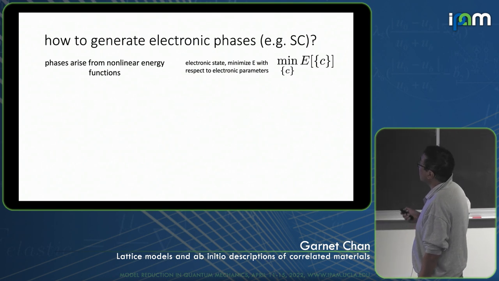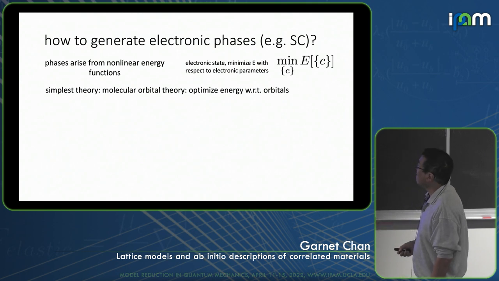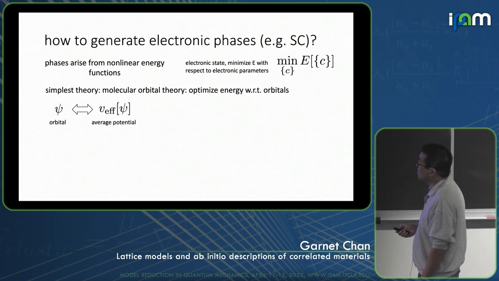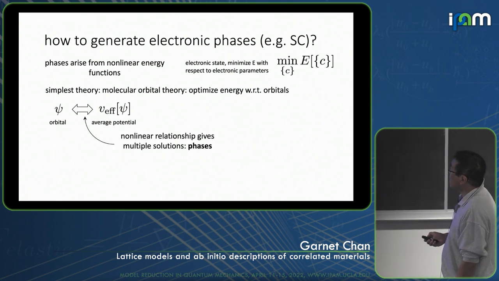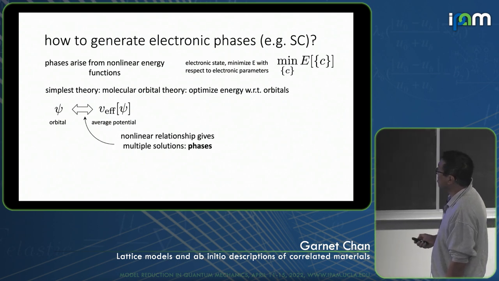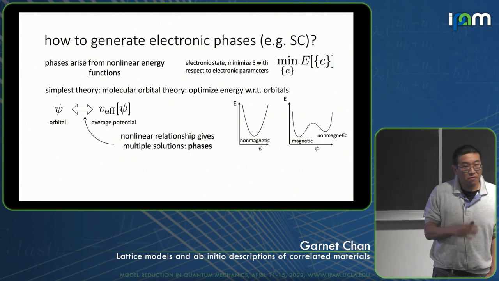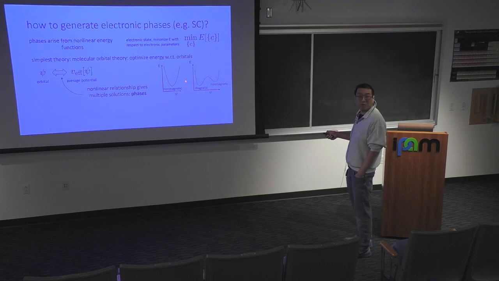Now, the simplest example of this type of nonlinear energy theory would be molecular orbital theory, you know, Hartree-Fock theory. And there, the parameters are the orbitals, and this minimization is just optimized with respect to the orbitals. And this is all nonlinear because the orbital depends on the potential that it lives in, the potential depends on the orbital, and so on and so forth. Okay. So when carrying out this minimization, you can get multiple solutions. For example, if you just have one minimum, you might say you're in some regime of the material structure where you just have one phase, perhaps a non-magnetic phase, but you can have, for example, different solutions: magnetic, non-magnetic, and perhaps superconducting.